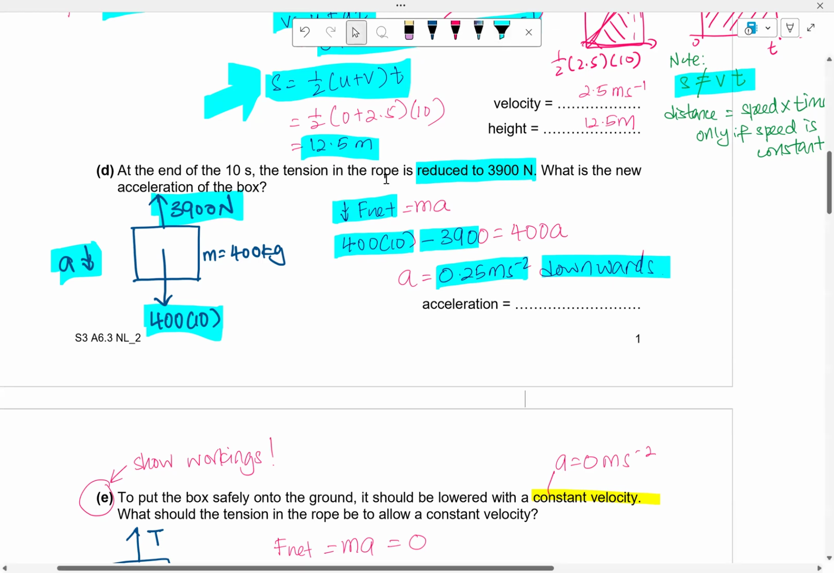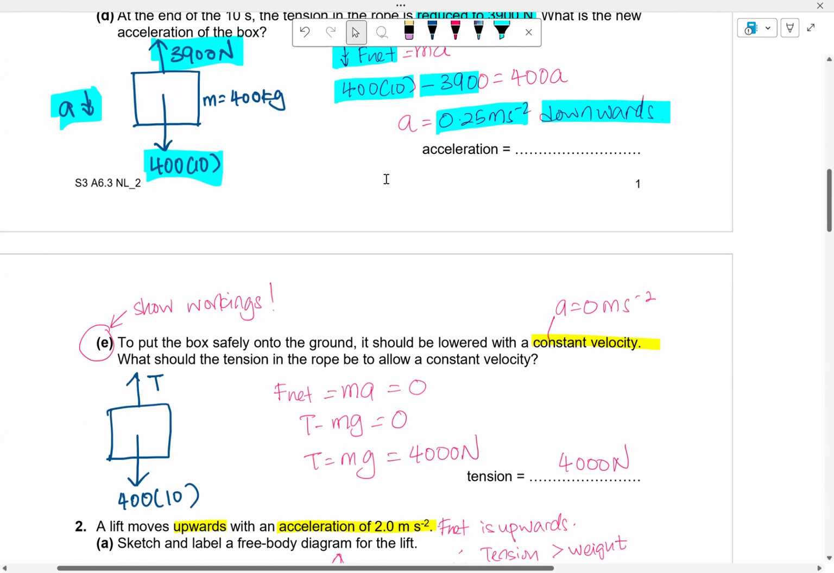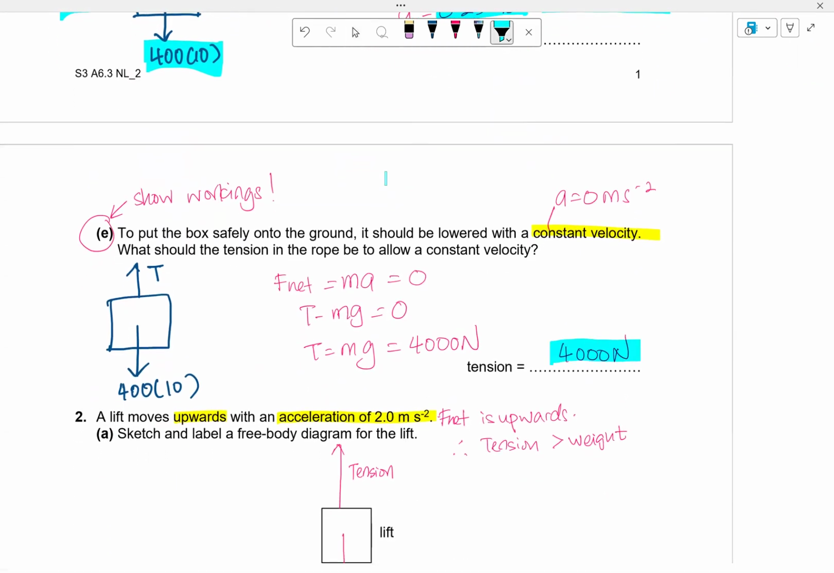Part E, almost all of you knew the answer. The answer is 4000, but almost half the class didn't show me any working. Okay, so working is important no matter how obvious it looks. As long as I give you this big space over here, we expect workings to be shown, okay? So what workings are we expecting?